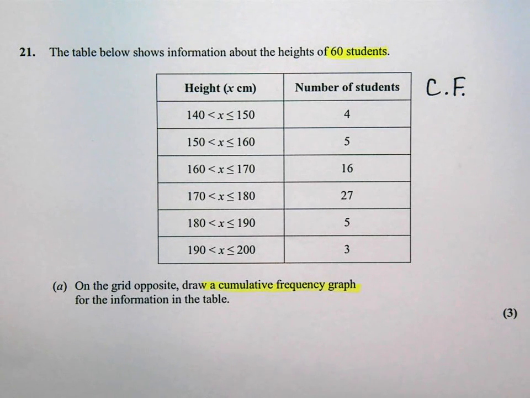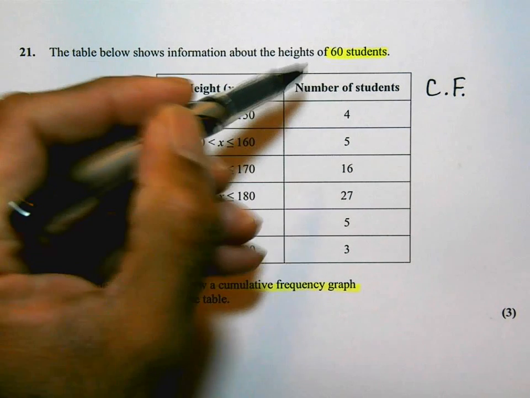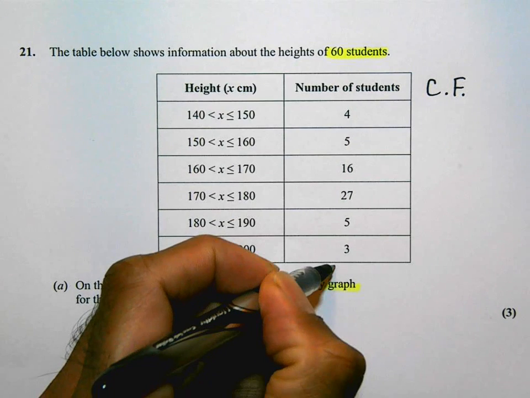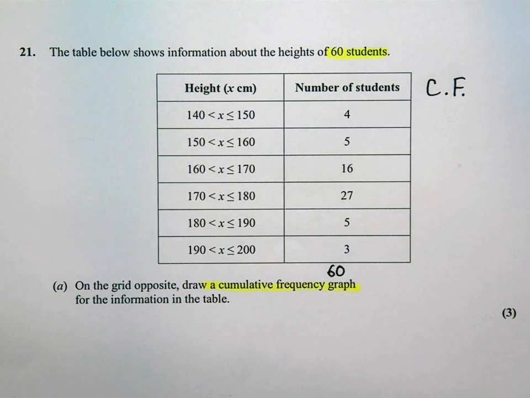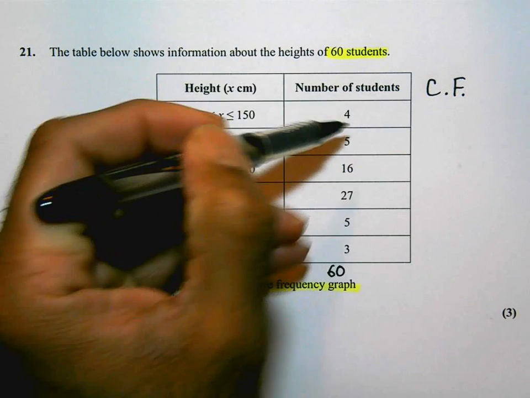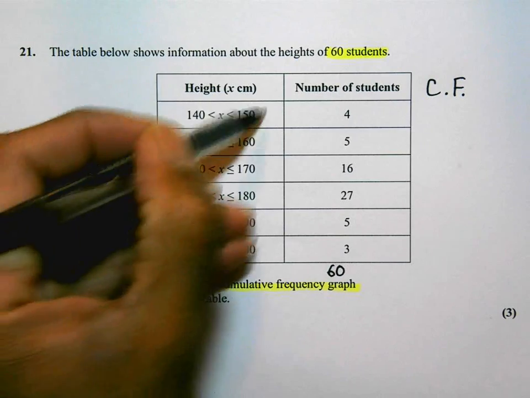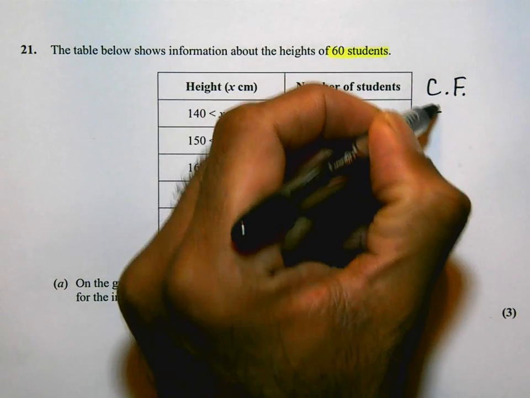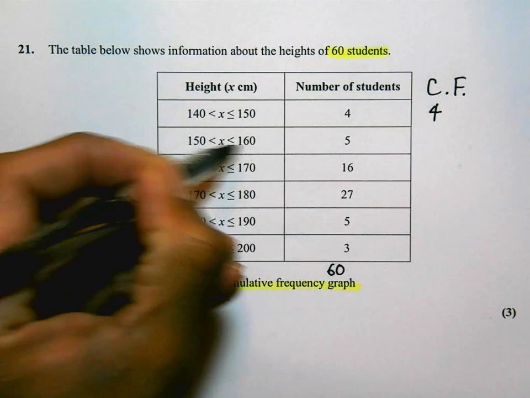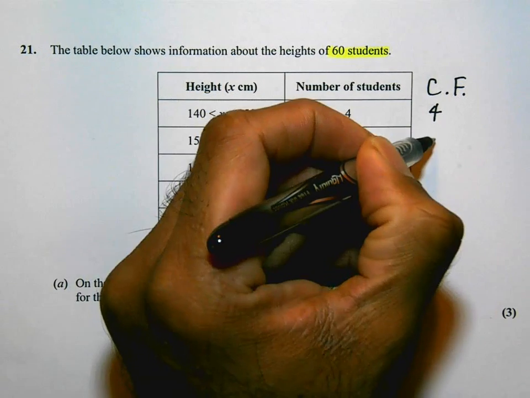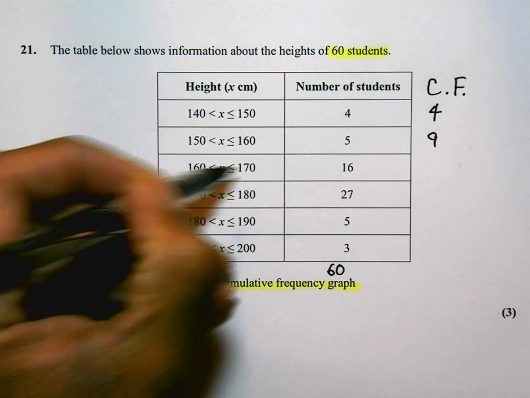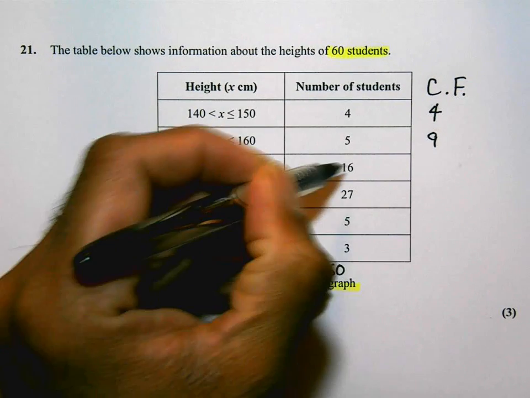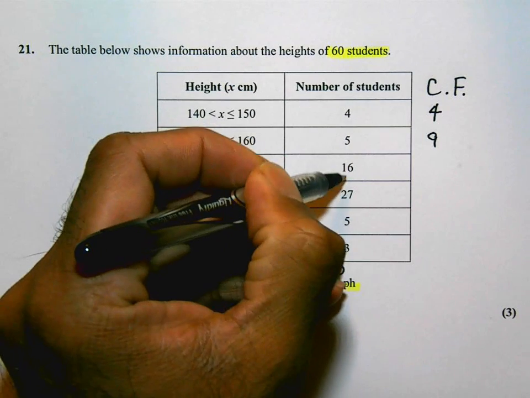Now, just thinking about that, because I know that there's 60 students, these numbers of students add up to 60. If we go through the cumulative frequency, how many students are there who have a height of less than 150? There are 4 of them. How many altogether have a height of less than 160? It's this 5 and that 4, which makes 9. How many have a height of less than 170? It's all 3 of those, which adds up to 25.